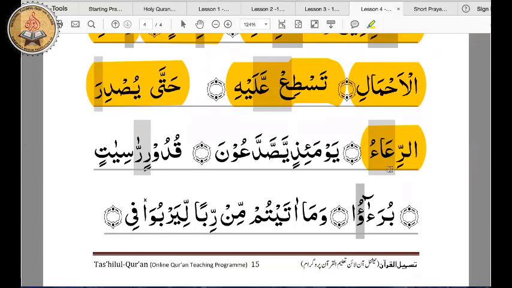Read it one more time again, please. Hatta yusdira ri'a'u. And if you're going to pause over here, how would you read it? Hatta yusdira ri'a'. We're going to take a sukoon on the hamza, with a slight jerk on the end of this. Yusdar ri'a. Not like a ha sound or just a plain sound, but just a slight jerk on the hamza, okay?